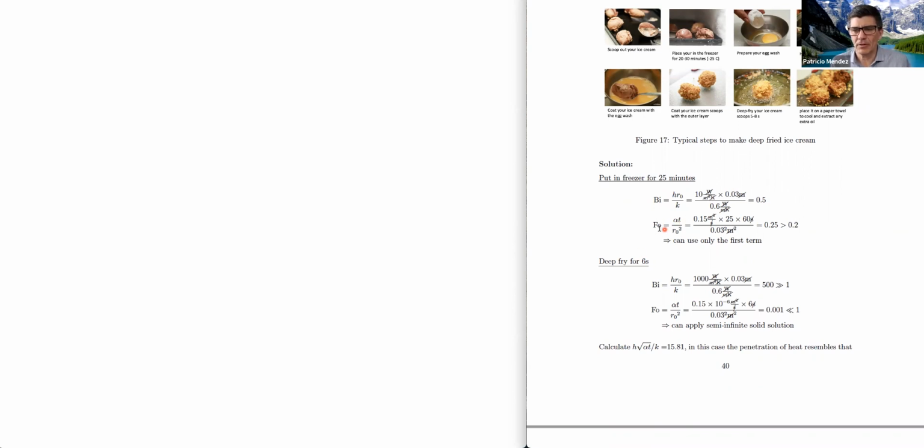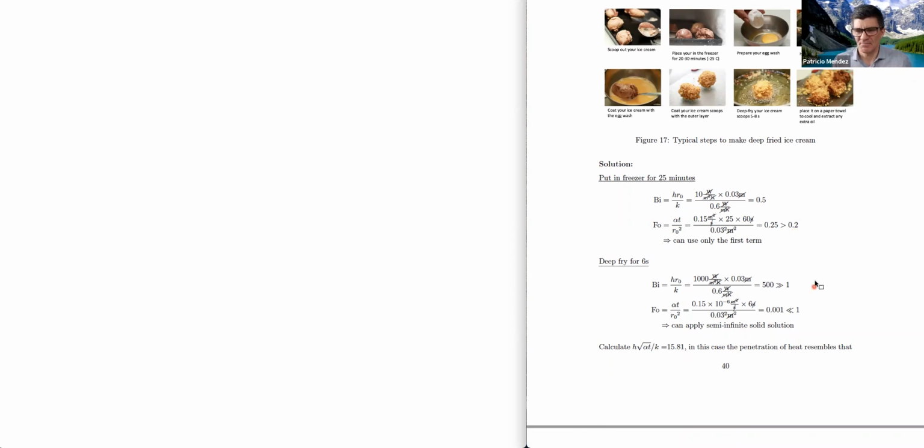I calculate the Fourier number for 25 minutes, and it is bigger than 0.2. That means if I want to calculate the evolution of my ice cream when I put it in the freezer, I can use only the first term of the series to calculate it. Anyway, that's putting it in the freezer. That's not where the fun is.